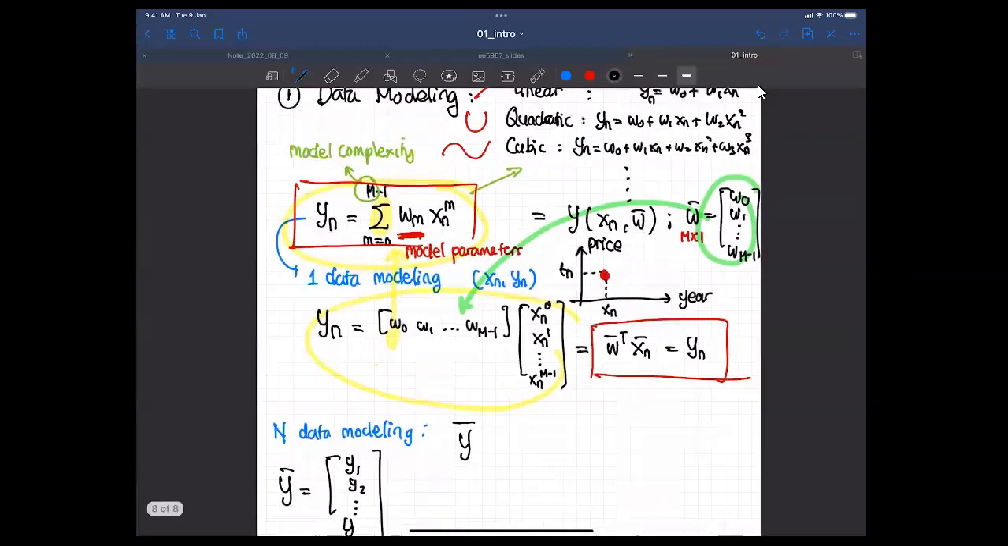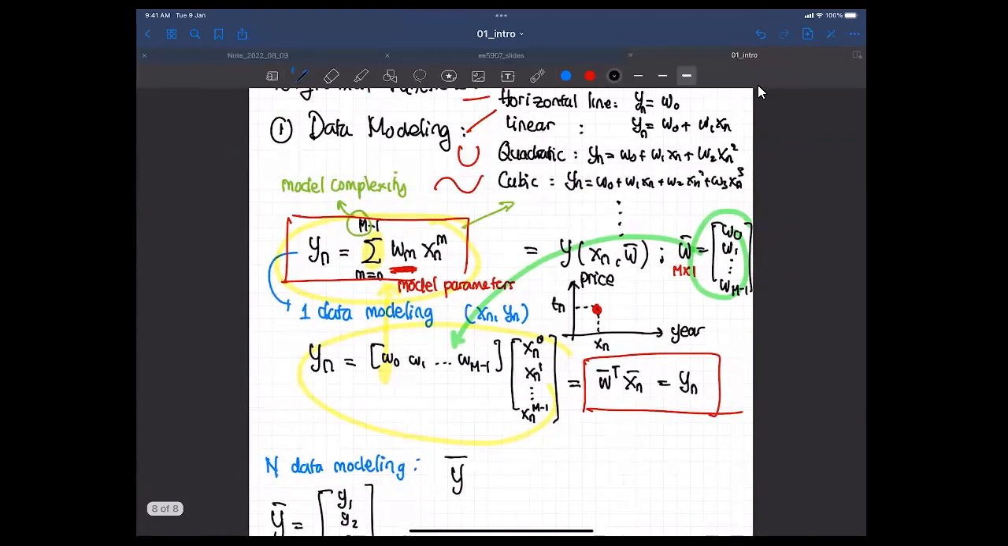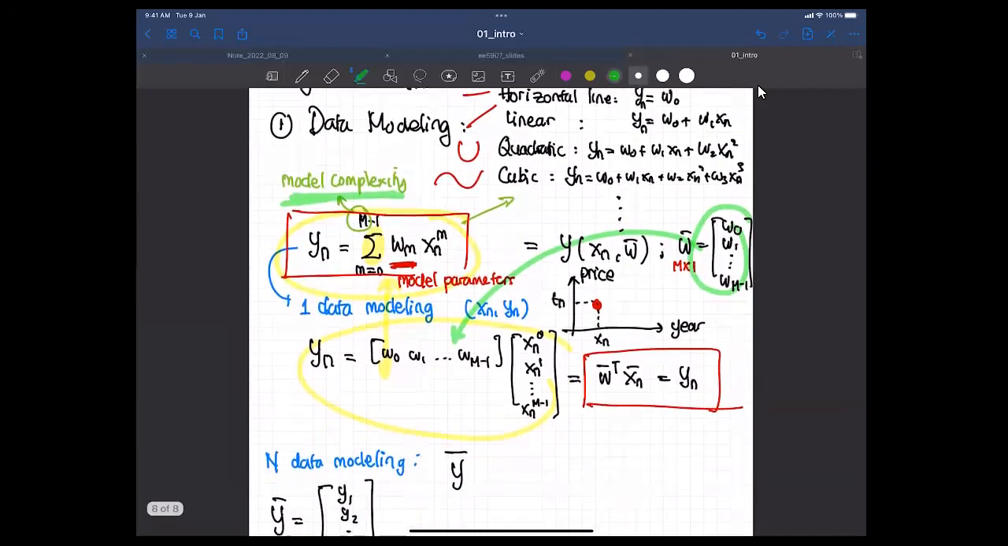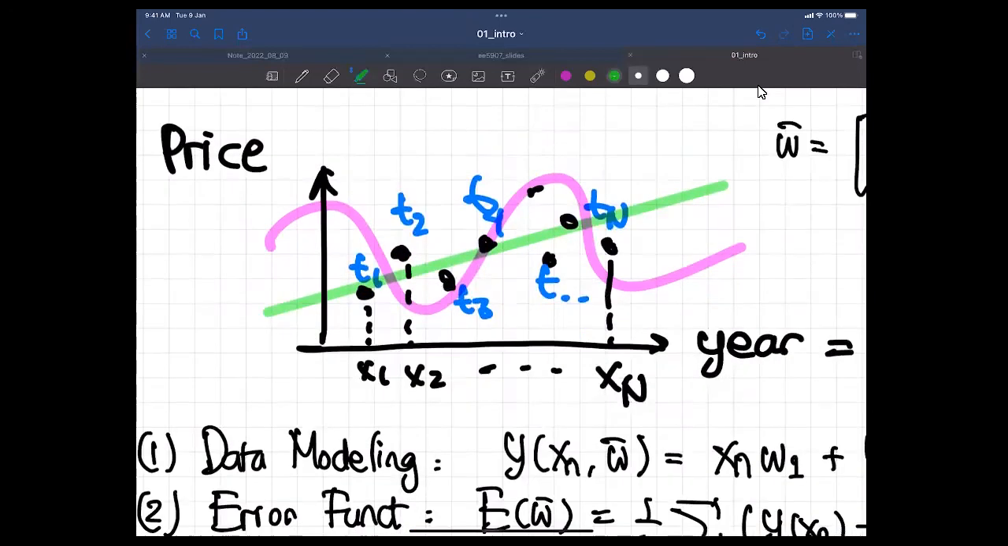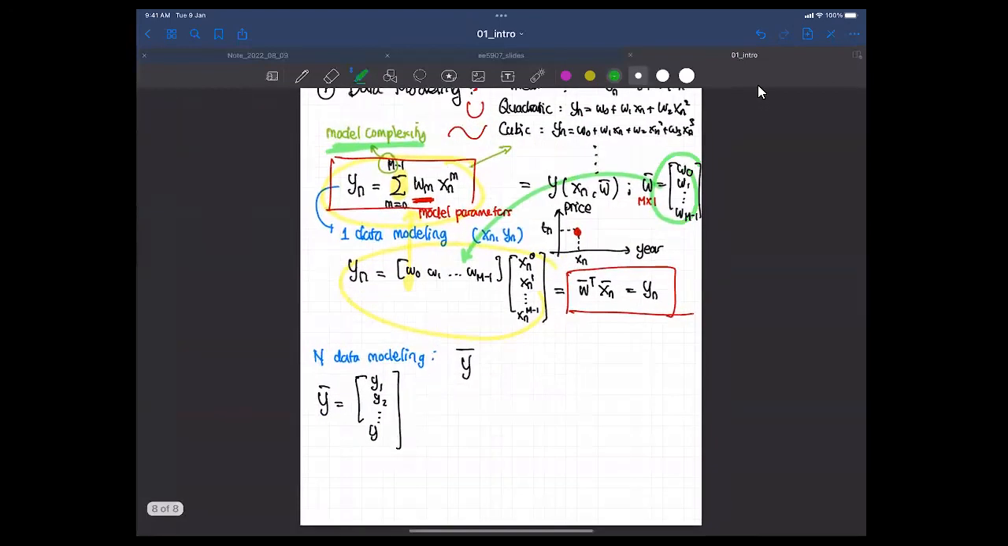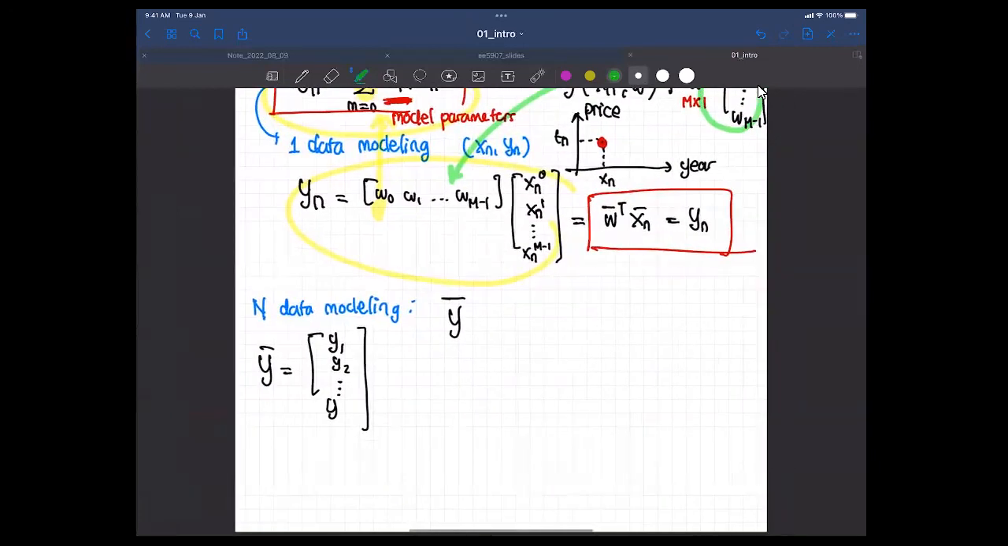So M, again, M is the model complexity. But we also have N. N is the number of your points. So in this case, because we have N data modeling, it means that you have N samples, and it has to be N. So y bar, what is the dimensionality of y bar?